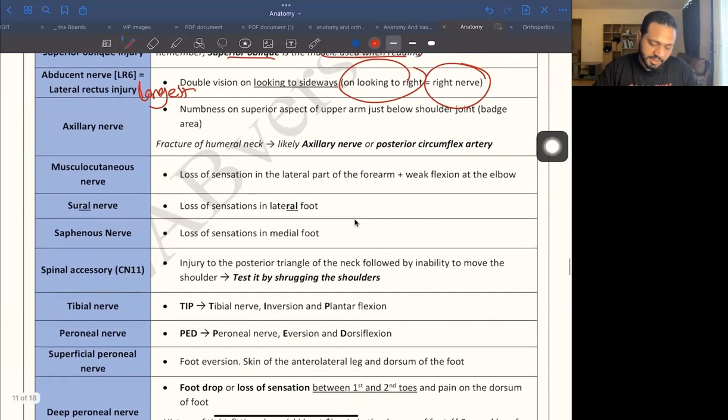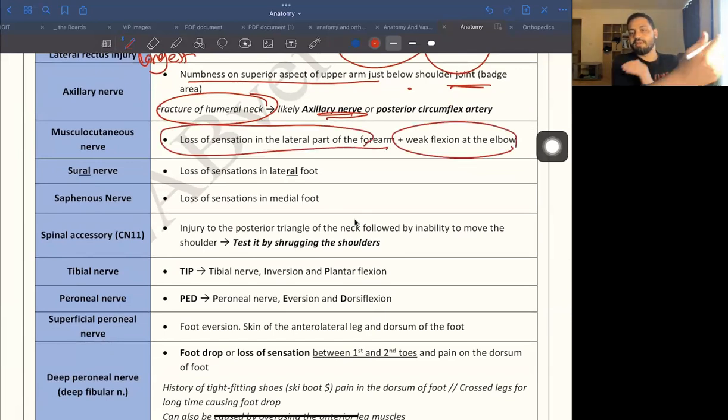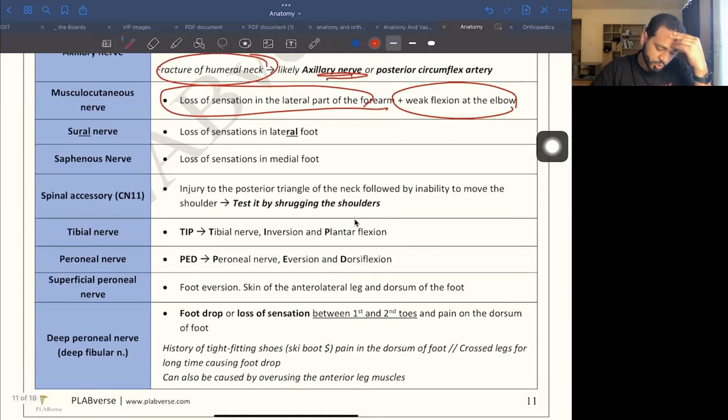Axillary nerve, numbness is on the superior aspect of the arm, just below the shoulder joint. So fracture of the humeral neck leads to axillary nerve injury. Musculocutaneous nerve, we mentioned loss of sensation. It gives the lateral cutaneous nerve of the forearm. So this will be lost, and also the flexion of the elbow because it supplies the elbow flexors, which are the biceps muscle and coracobrachialis. Sural nerve is the lateral side of the foot, so loss of sensation in this part.